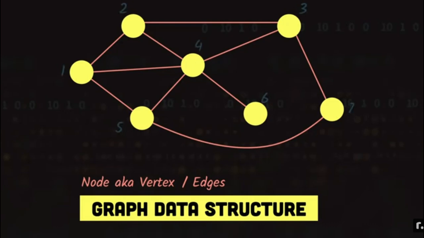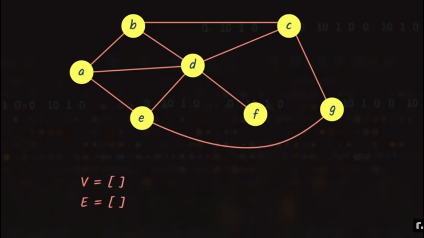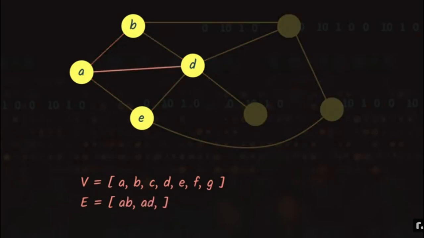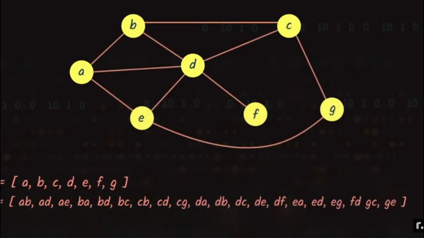Now if we label these vertices alphabetically and we represent the vertices with V and the edges with E, the vertices of this graph would be A, B, C, D, E, F and G. And for the edges, from vertex A we have AB, AD and AE. From B we have BA, BD and BC. And similarly we have all these different edges from other vertices.